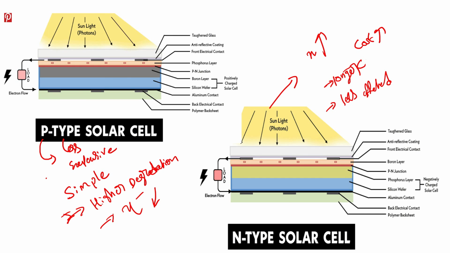Now I think it is clear for you. If you have more money and want longer performing solar panels, go with the N type. If you have less money and want a simple solar cell, go with the P type.